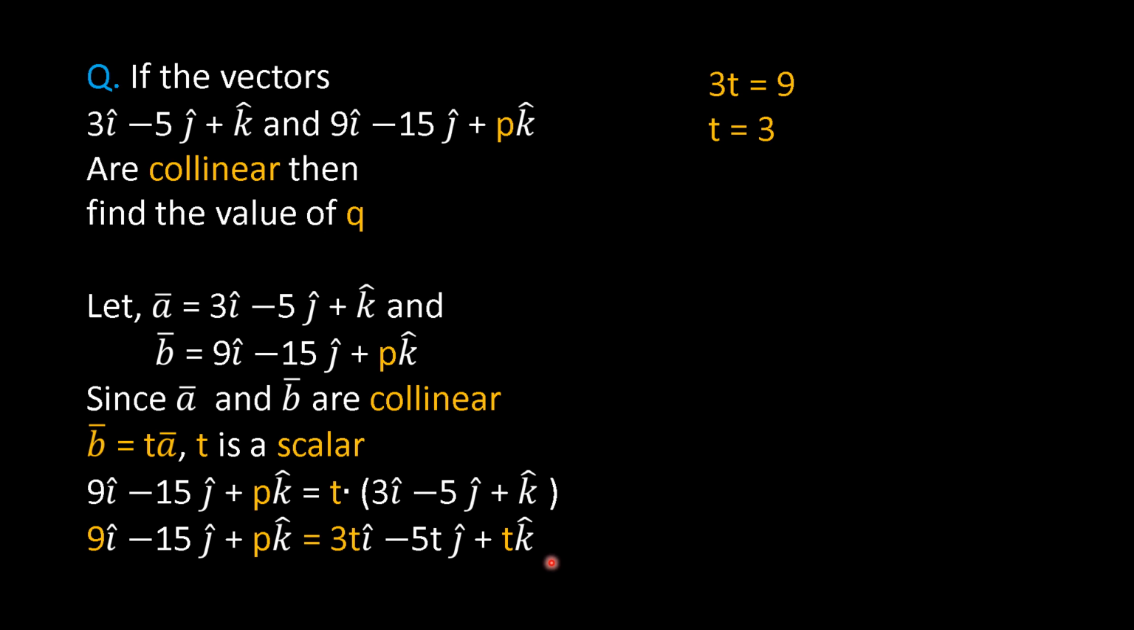Now we will compare the coefficients of k cap. So it gives us p equals t. So p equals t, which is 3. Therefore p equals 3 is the answer.